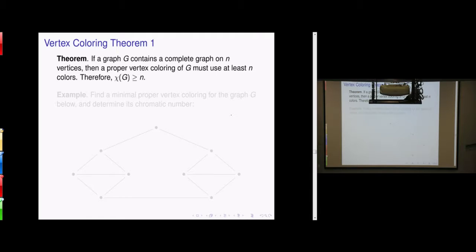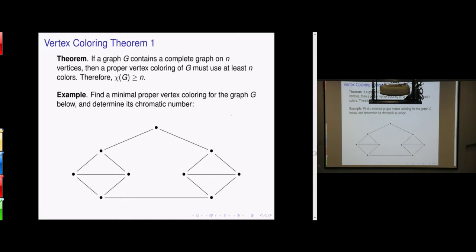Okay, so the theorem says if a graph G contains a complete graph on n vertices, suppose it has a K4 or K5, then a proper vertex coloring of G must use at least n colors. In other words, the chromatic number of G is bigger than or equal to n. If you contain K4, you need at least 4 colors. If you contain K5, you need at least 5 colors. This is obvious, right?